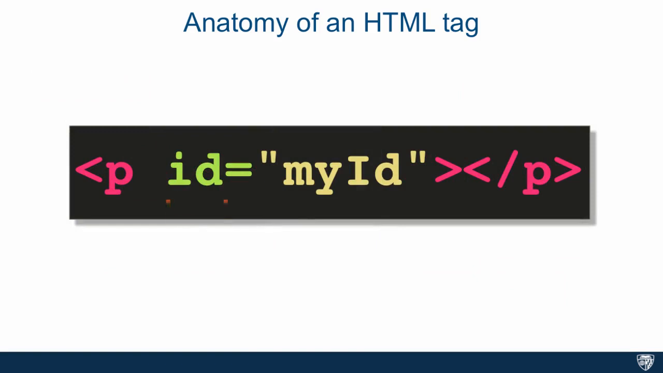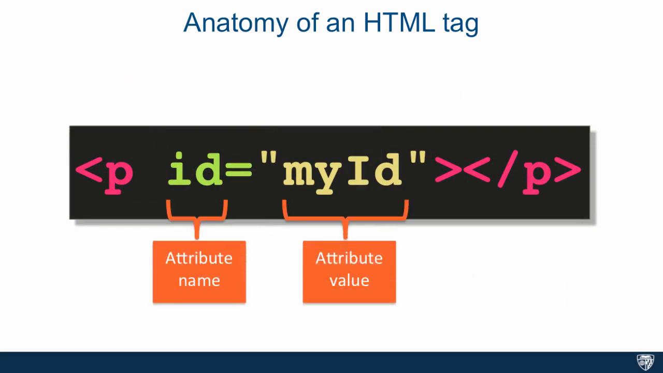Now, every HTML element can have predefined attributes. We will learn some of the most common ones as we progress in the course, but here's what you need to know about tag attributes in general. An attribute is a name-value pair that is kind of metadata about the element it's being applied to. In this example, we're assigning my ID as the value of the ID attribute. Each attribute has its own rules for the meaning of its value.